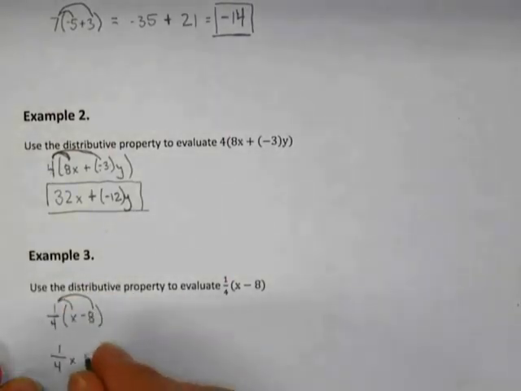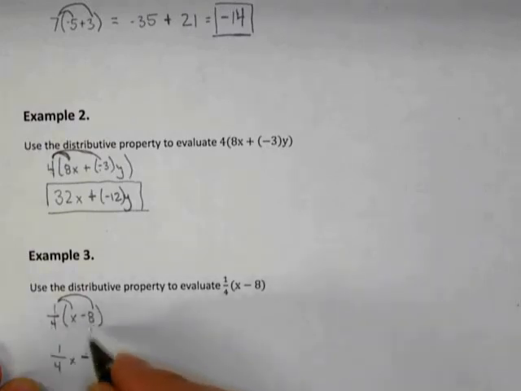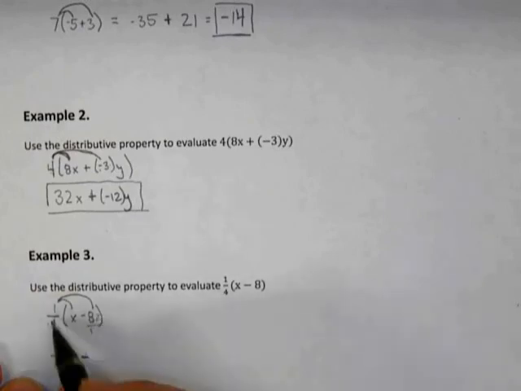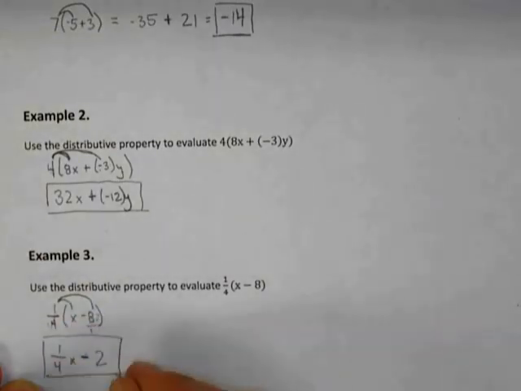And what's 1/4 times 8? And remember, we're going to bring that subtraction sign down. Well, we know that the 4 and the 8 are just going to cancel because this is technically 8 over 1, right? This will become 1 and this will become 2. So that really is just 2. 1/4 x minus 2. And voila.